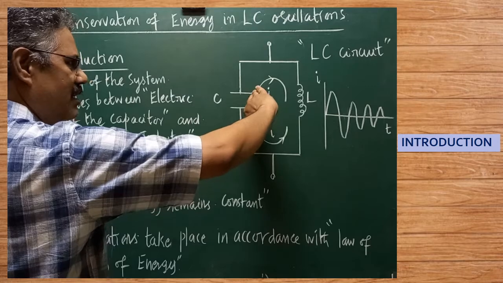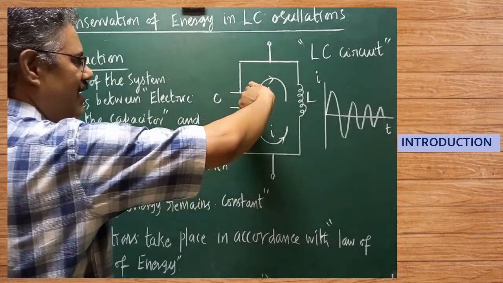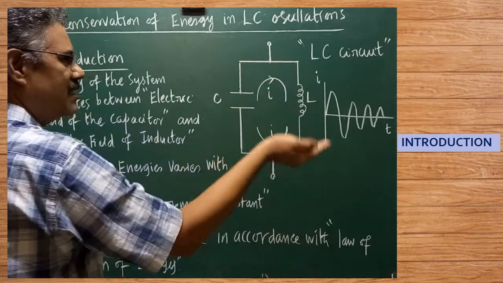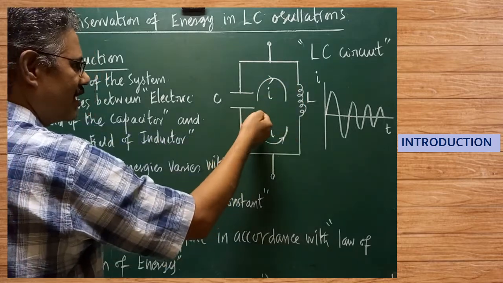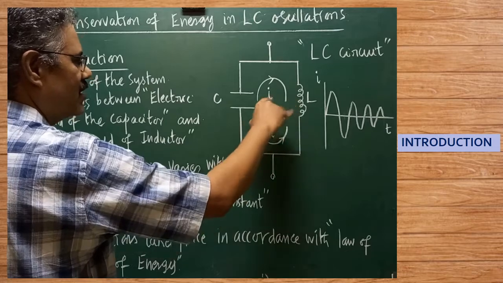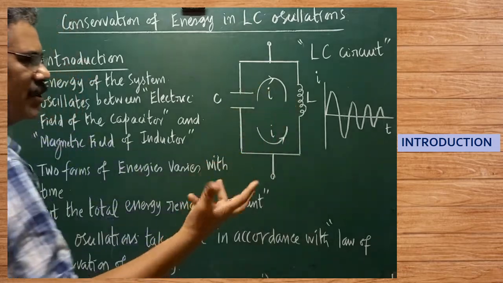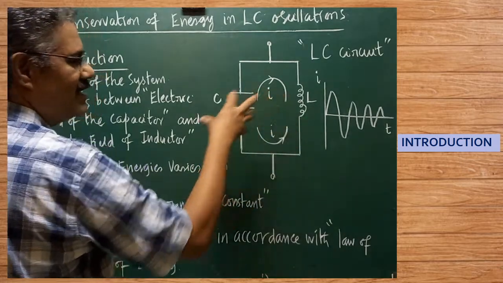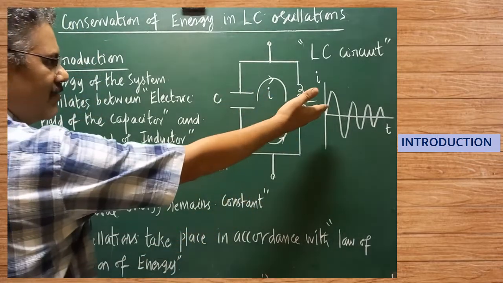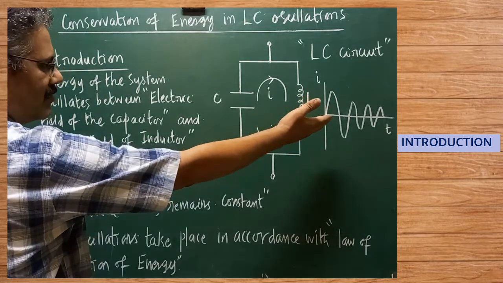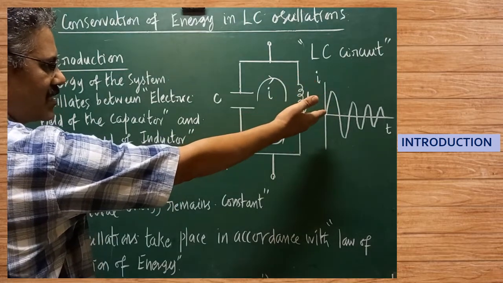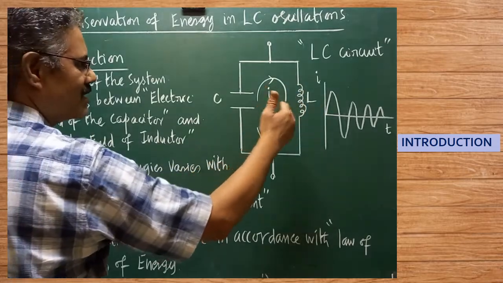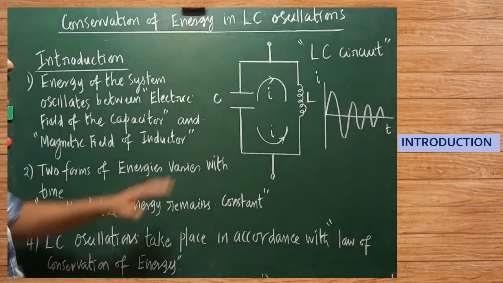At a particular instant, the current will be traveling from the capacitor to the inductor in this direction. In the next moment, the direction of current changes from here to there. So the direction changes, and the magnitude also changes. Such a varying current is generated in the LC circuit, and there I have drawn the oscillatory current. With respect to time, the current changes in magnitude as well as in direction. Such an oscillatory current is produced in the LC circuit.